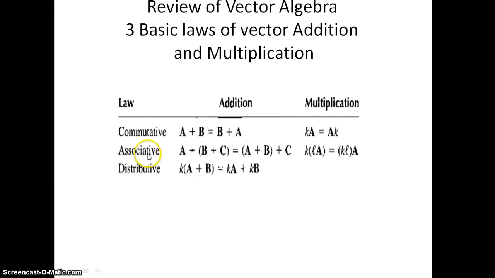Considering the associative law, A plus (B plus C) equals (A plus B) plus C. Similarly, K into (L A) equals (KL) into A. And the distributive law states that K into (A plus B) equals KA plus KB. These are the three basic laws of vector addition and multiplication.